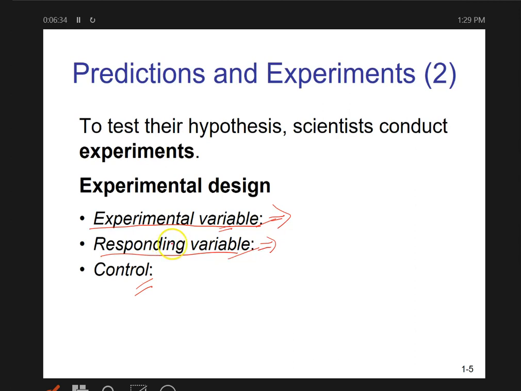So again, experimental variable is the factor that you are testing. Responding variable is the result or the change, because remember, we are just testing. If we are changing the shampoo, we are testing for the hair quality, luster, shine. Okay. Control is the group that's not exposed to the experimental variable.